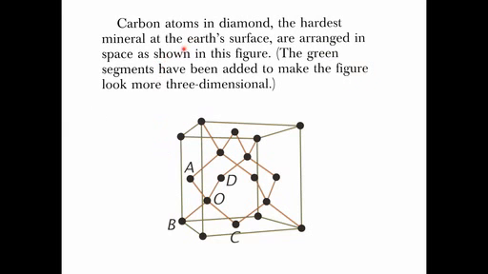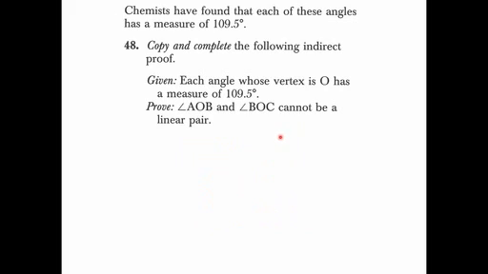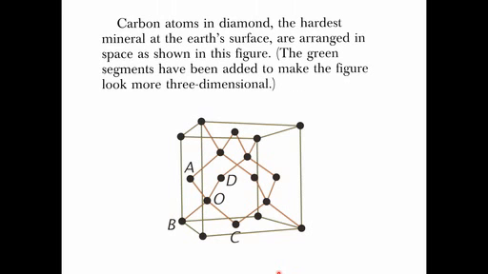So here's the diamond. Different, hardest mineral, that atoms are arranged differently, and that has something to do with it. The green segments have been added to make it look more three-dimensional rather than flat. Here we have an indirect proof on those diamonds. We're trying to prove that AOB and BOC cannot be a linear pair.